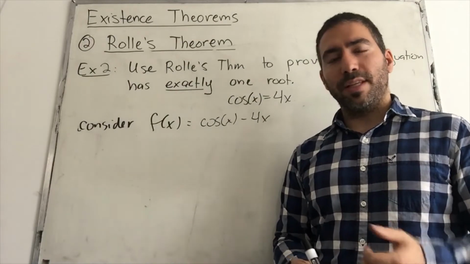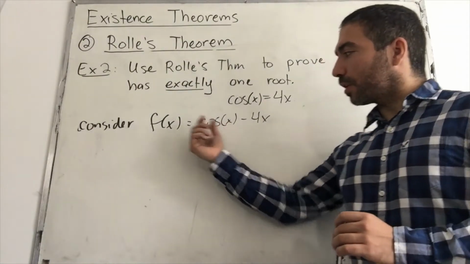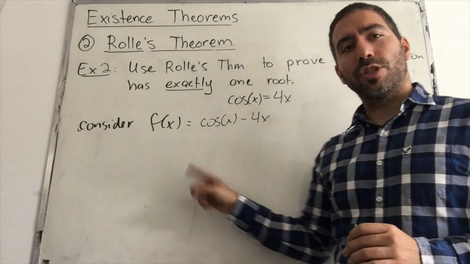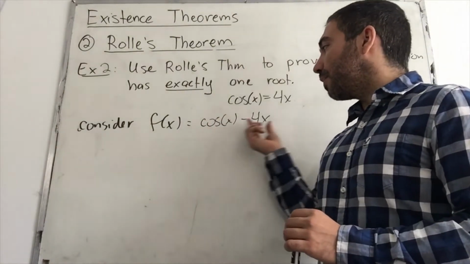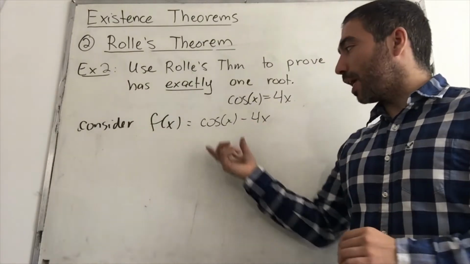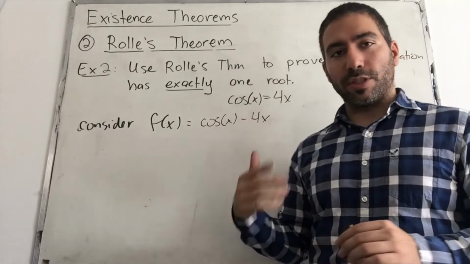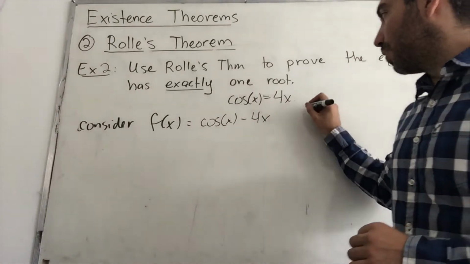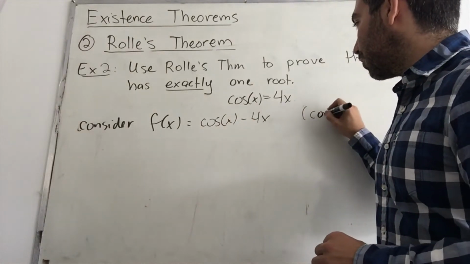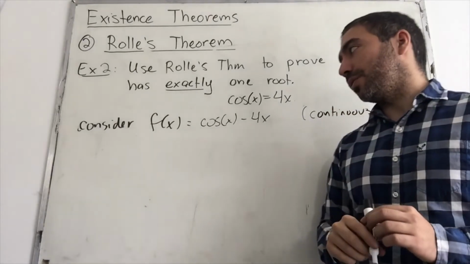In order to apply IVT, we need the function to be continuous. Is this a continuous function? Well, yes, we saw this already, where cos of x is a continuous function. It oscillates between -1 and 1. 4 times x is just a straight line, so that's continuous. And we know that the difference of two continuous functions is again continuous. So continuity we have for the reason I just explained. So we have continuity. Great.